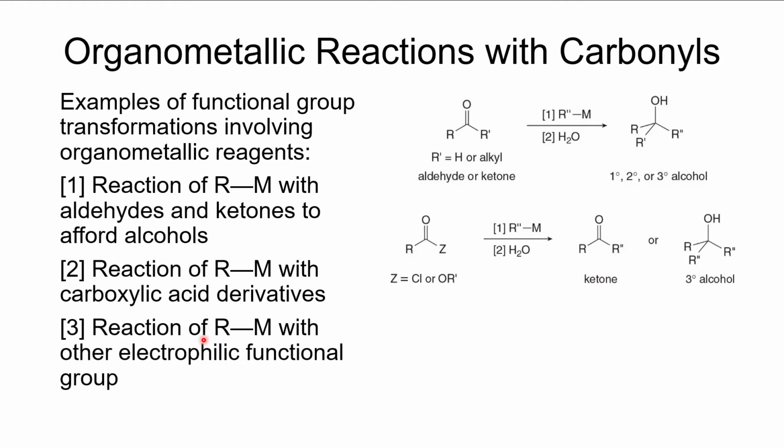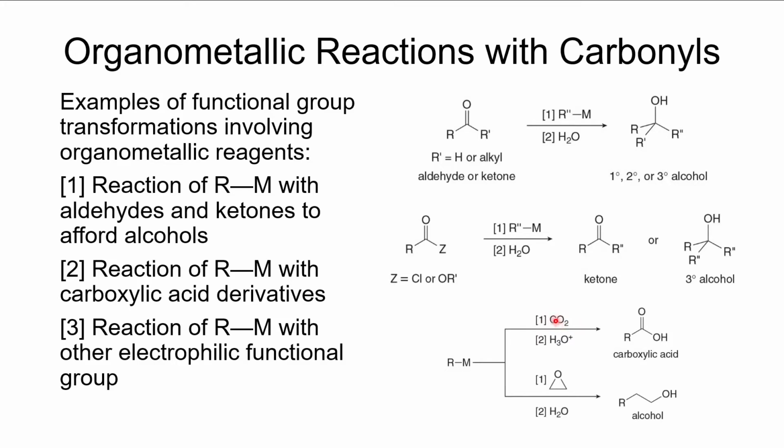The other possibility with these is that because these are such good nucleophiles, they can react with other things that are electrophilic. And later in this chapter, we'll go over this, where we look at reacting these organometallic reagents with carbon dioxide to give carboxylic acids, or reacting them with epoxides to add 2 carbons to our alkyl group here, and at the end have an alcohol. So there are multiple possibilities there. So this is sort of a preview of the next several sections in this chapter.